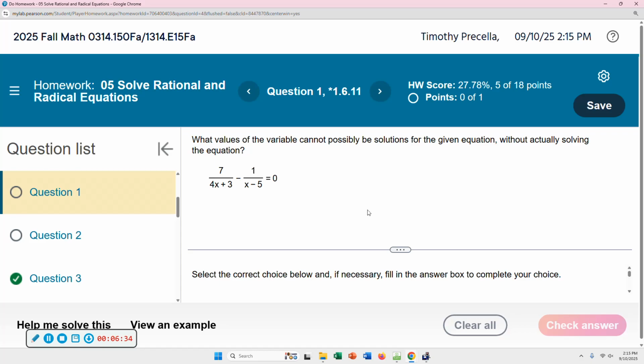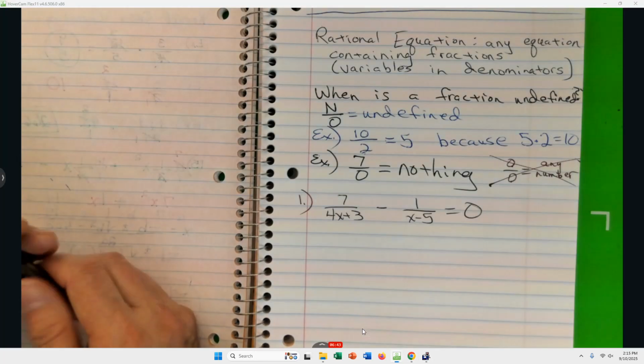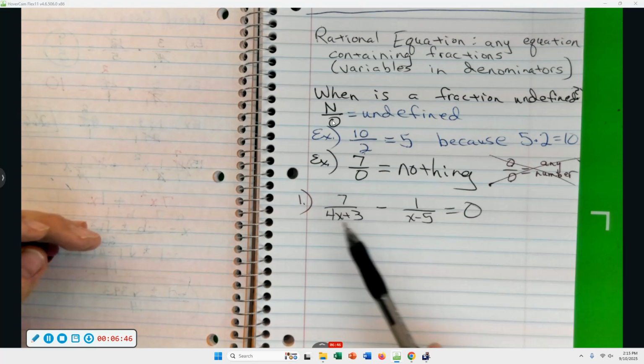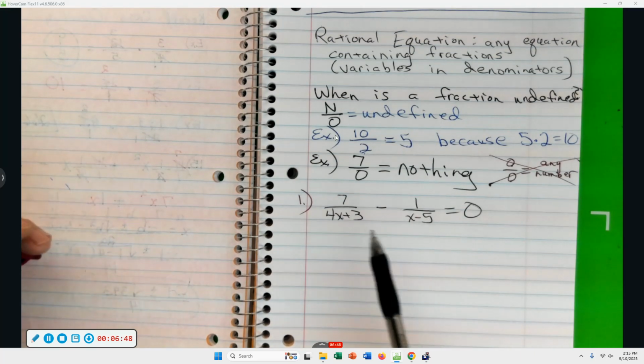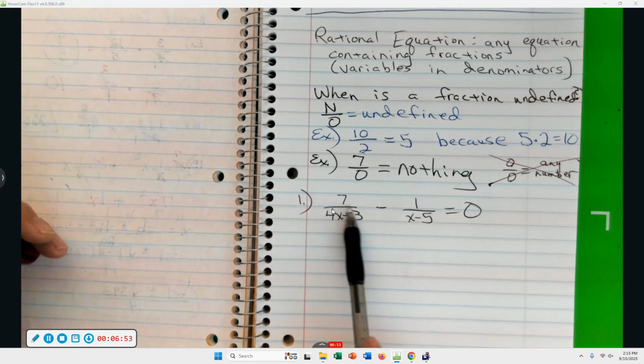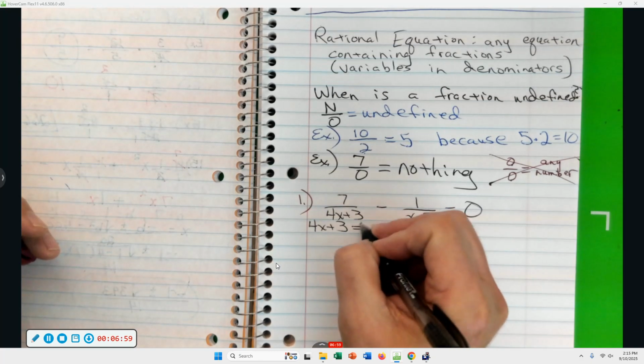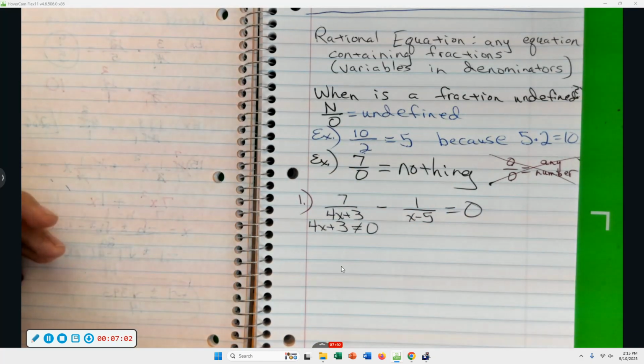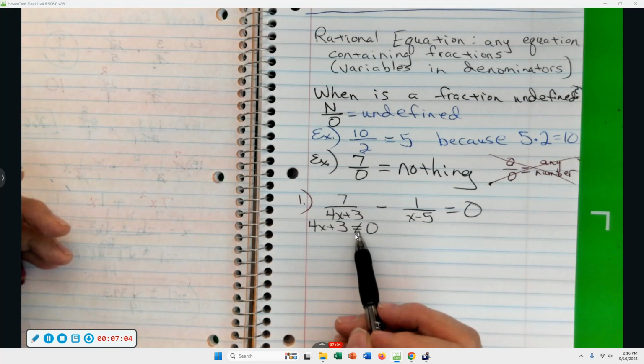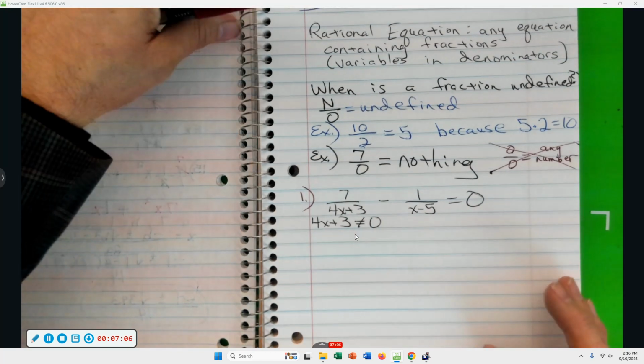You could have asked, when are these fractions undefined, and you'd be doing the same thing. The numbers that cannot possibly be solutions are the numbers that make the fractions undefined. So, when is this first fraction undefined? We don't want that first denominator to be 0. I'm going to write it as 4x plus 3 can't be 0, and I'll use that little not equal to symbol as if it were just an equal sign, okay?